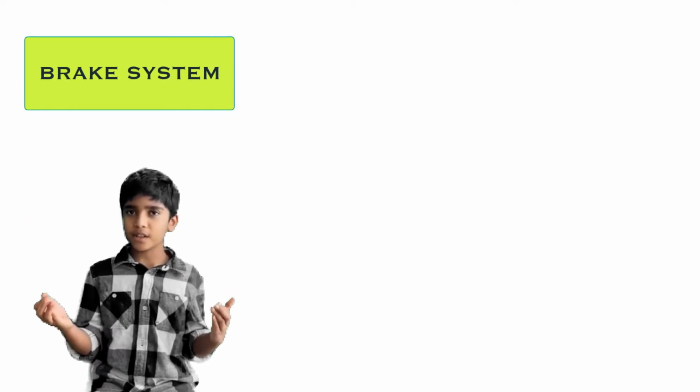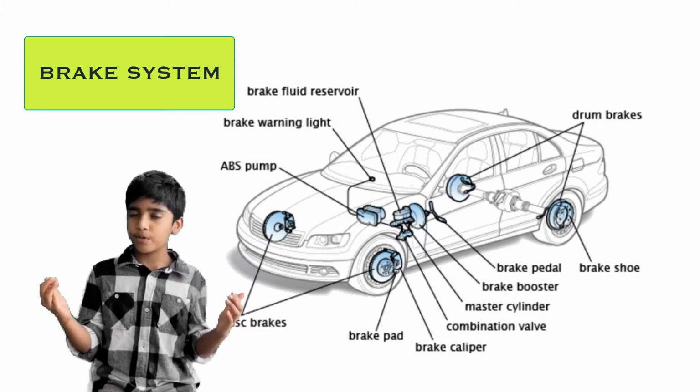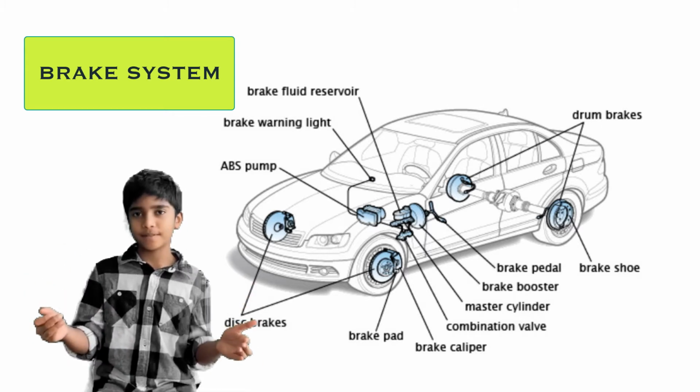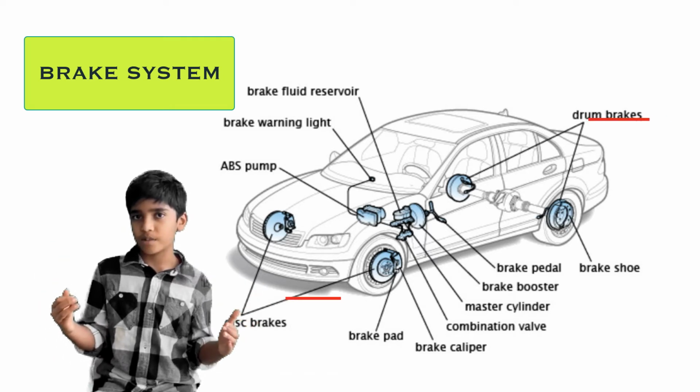Now let's move on to the brakes. A car's brake system is used to stop or slow a vehicle and prevent it from moving when stopped or parked. The two most common brake systems are the disc brakes and the drum brake systems.